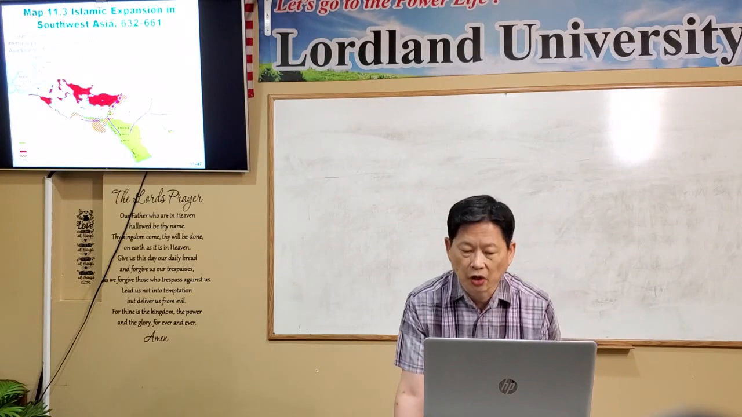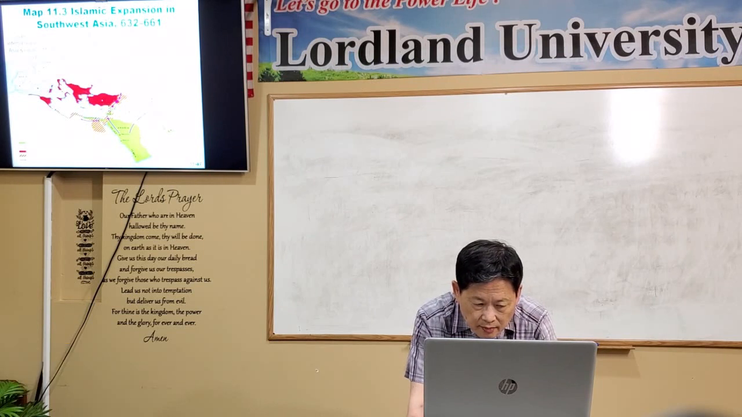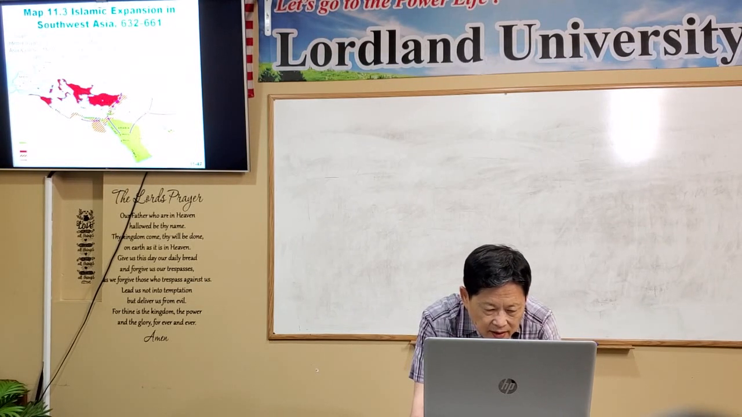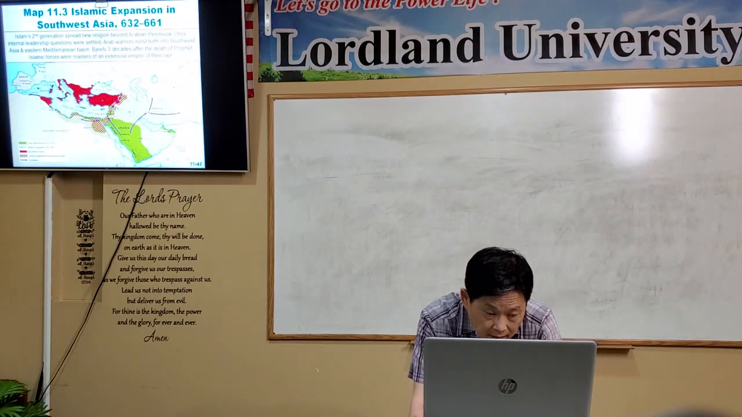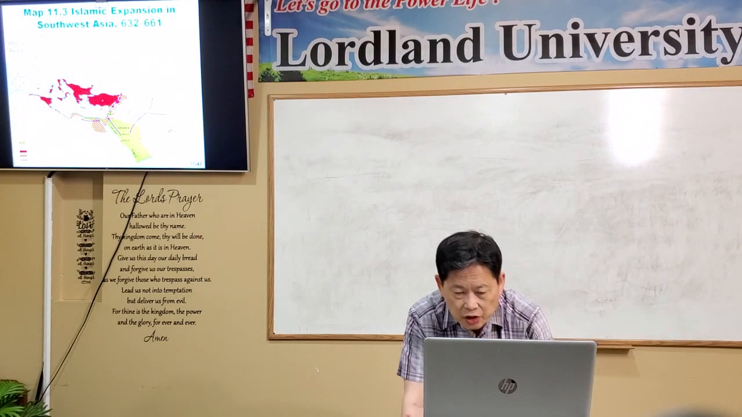Map 11-3 shows Islamic expansion in Southwest Asia, 632 to 661. Green color represents the territory under Muhammad. Dotted green color represents the territory of Islamic expansion, 632 to 661. Purple color represents Byzantine, dotted purple and brown color represents territory gained from the Byzantine Empire. Purple arrow represents the expansion of Islam.